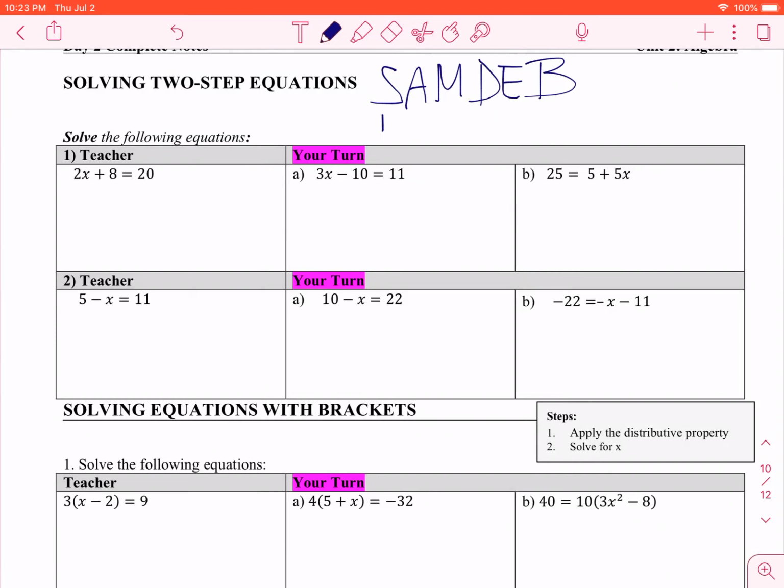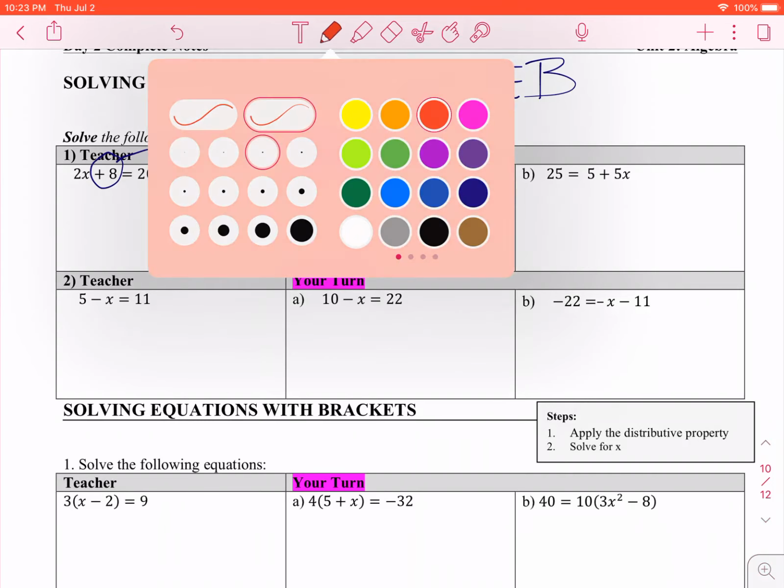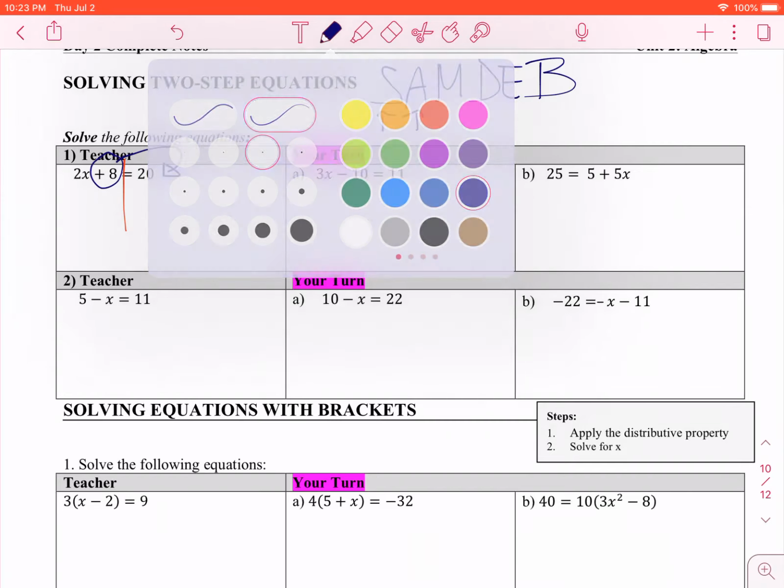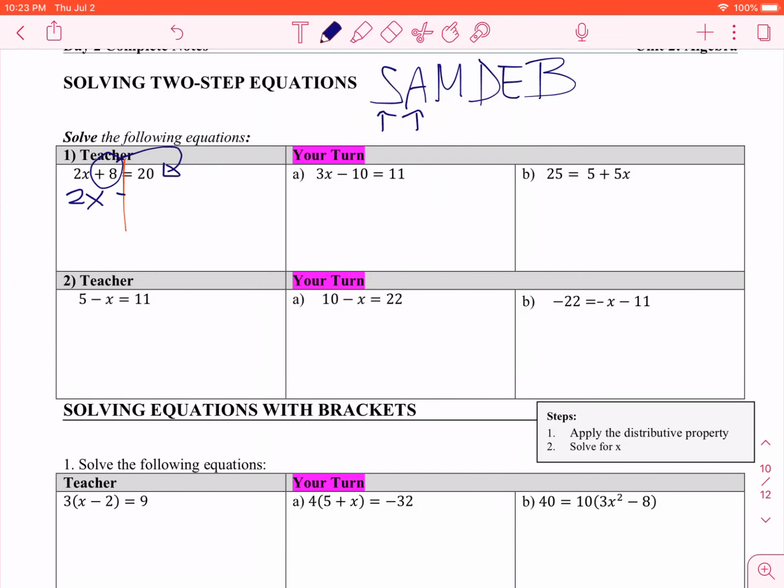Is there any subtraction or addition? Well, you'll see there's a plus 8 or addition of 8. I'm going to do the wall method, where I'm going to bring it over the equal sign. That on the left side will just be 2x is equal to 20 minus 8. I'm going to subtract 20 minus 8. I'm going to get 12. Okay, so again, it was addition, but the opposite of addition is the subtraction I just did there.